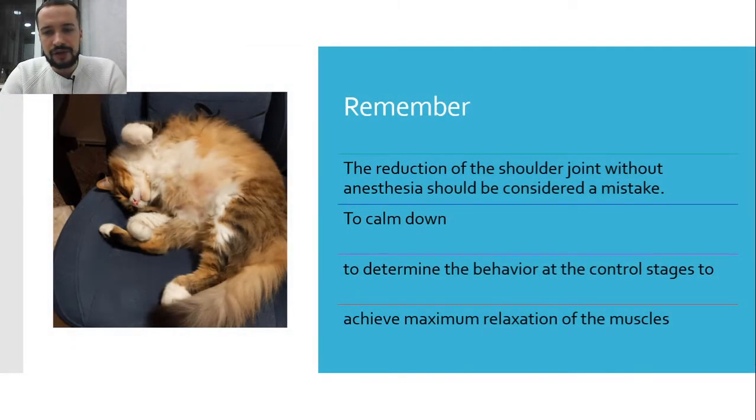The reduction of the shoulder joint without anesthesia should be considered a mistake. Before removing the dislocation, it is necessary to get in contact with the patient, calm him down, determine the behavior at the stage of correction, and achieve maximum muscle relaxation, like this cat on your slide.